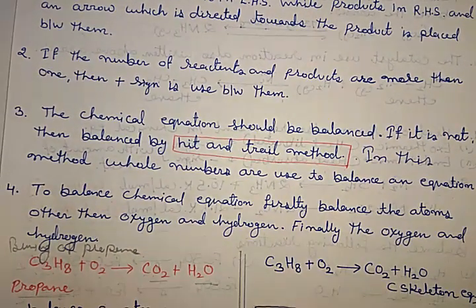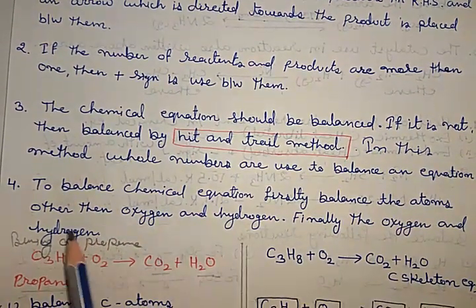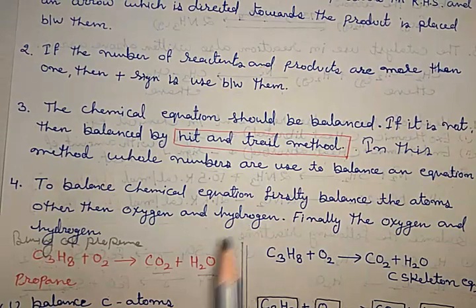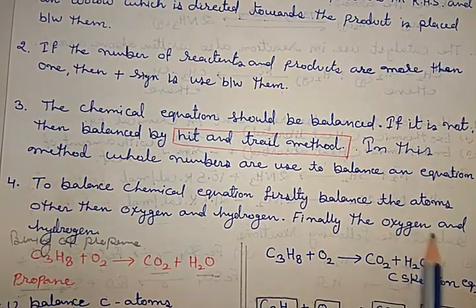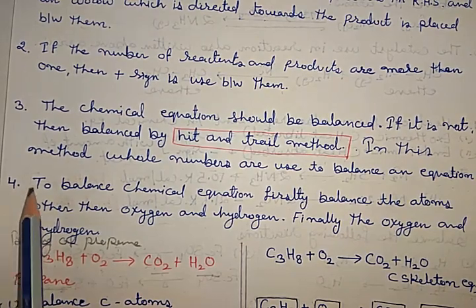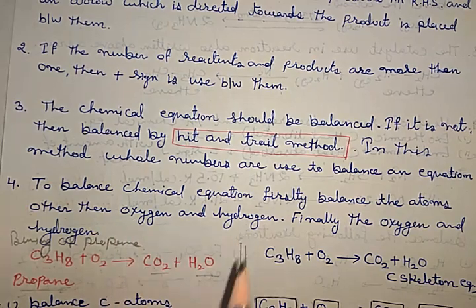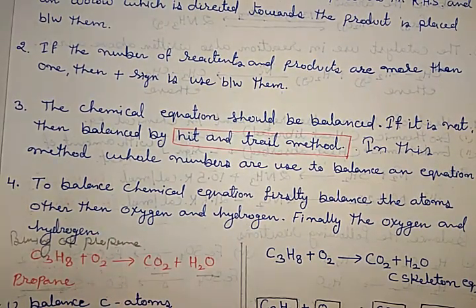Okay. Fourth, to balance a chemical equation, firstly balance the atoms other than oxygen and hydrogen, and then oxygen and hydrogen. But let me make it clear, it is an arbitrary rule. It depends on us which element we want to balance. But we should try to balance oxygen and hydrogen at the end.